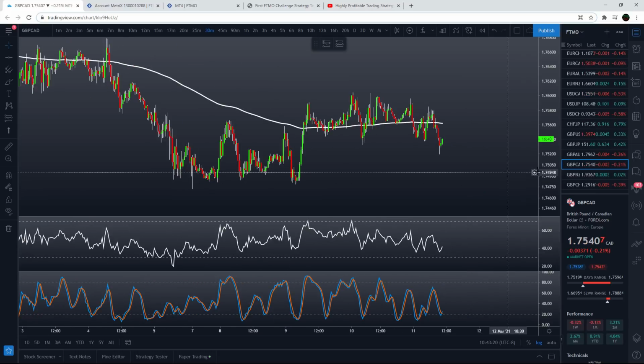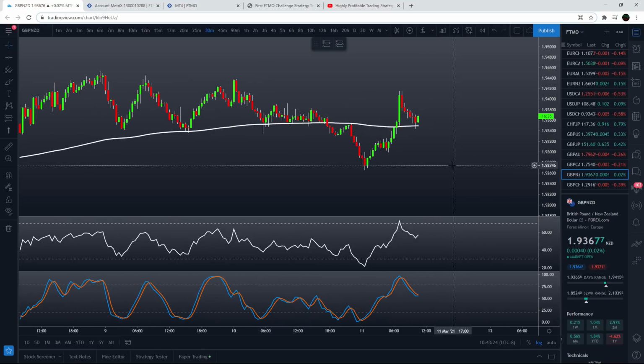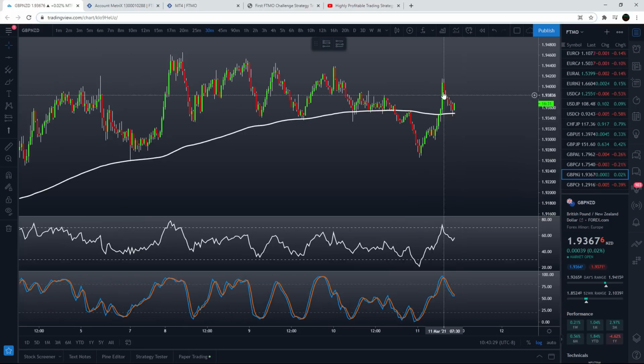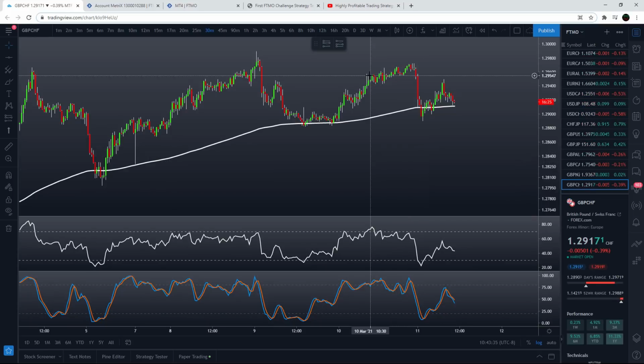Let's see. Looks like this one's above the 200, so we are in a pullback here, but we don't have any hidden divergence. Looking for longs here, but we don't really have a good setup here. Well, we can compare this low here to this low here, and we do get the setup with the hidden divergence, but we missed that opportunity.